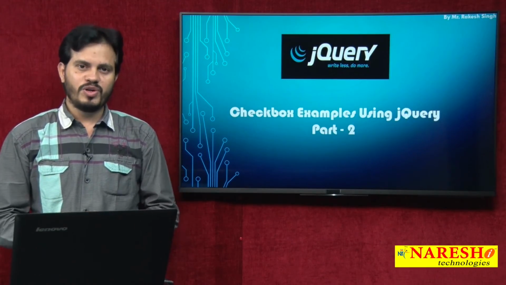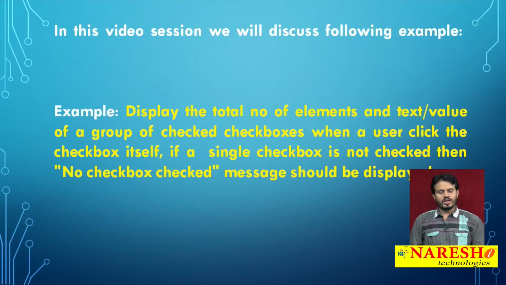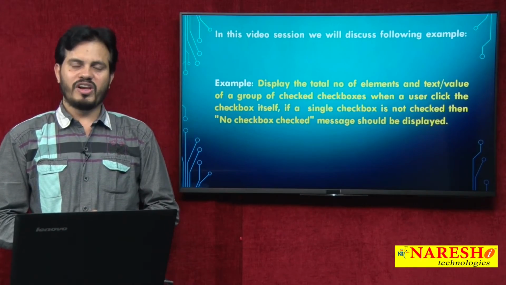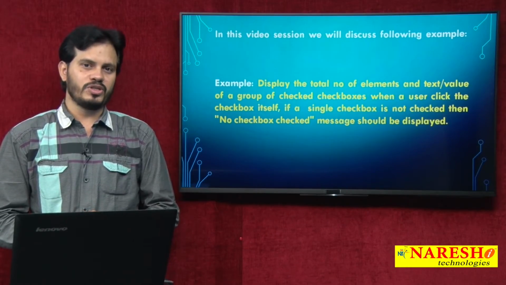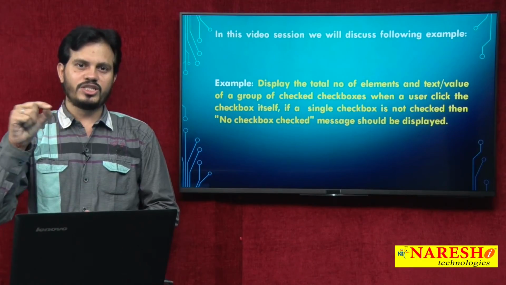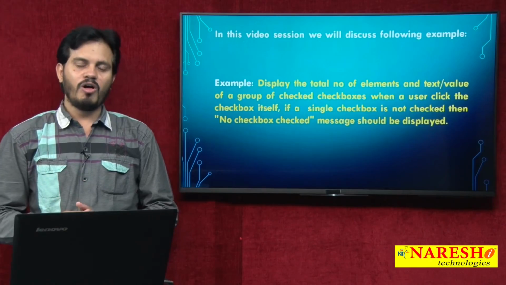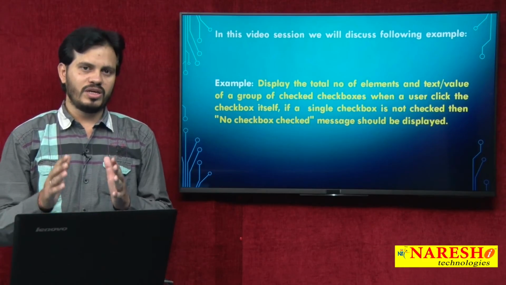Now this is the part 2 video session in which we are going to continue with one more example. Display the total number of elements and the text values of a group of checked checkboxes when a user clicks the checkbox itself. In the previous video session, in example number 2, it happened whenever the user clicked on the submit button, but in this example the requirement is that whenever the user tries to check any checkbox option, while checking the checkbox option itself we identify how many checkboxes are checked till now, and what their text and their values are.